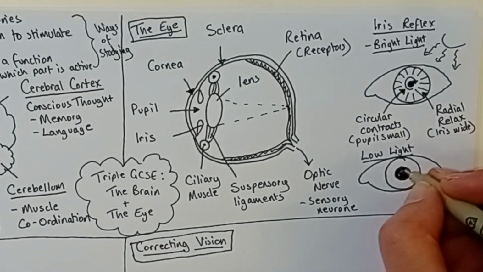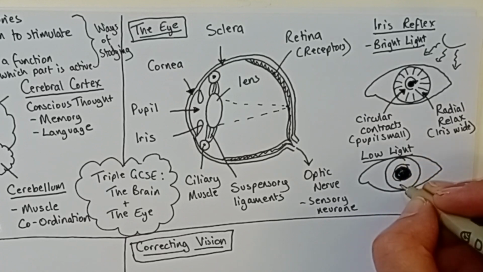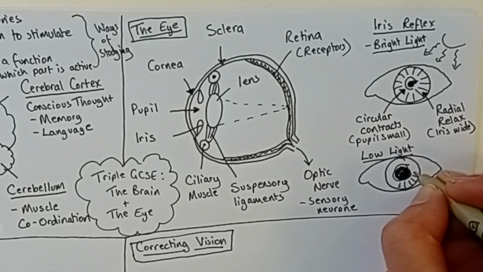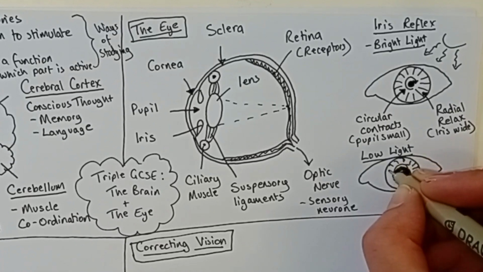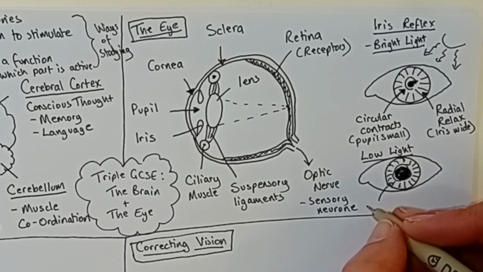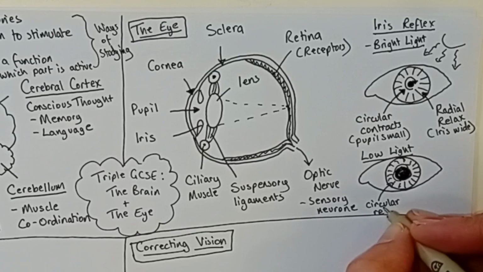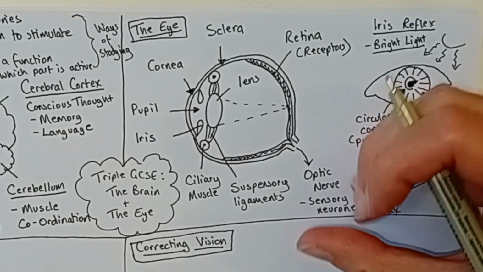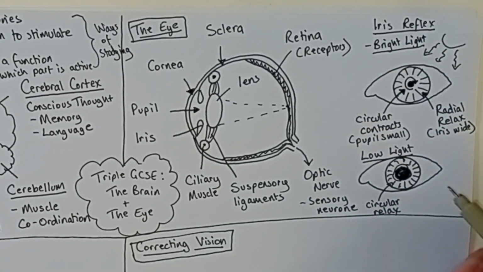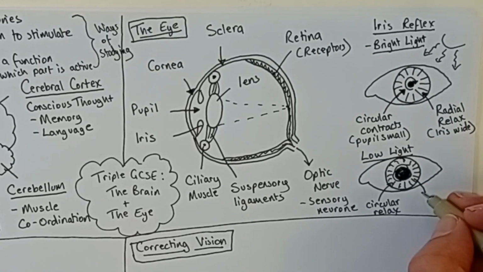So this time, the circular muscles relax. We go back that way. And the radial muscles contract. So this time, the circular relaxes, making the pupil bigger. And the radial muscles contract, pulling the iris back, making it shorter.